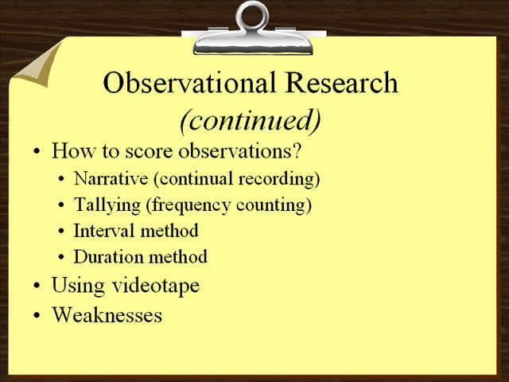Now, a little bit longer question here is how to score the observations. There are 4 different methods to collect data. This is what we're talking about. How do we actually collect data? The first one we're going to talk about is called a narrative or continual recording. This is a difficult one, I think, as the observer records a series of sentences of the occurrences that they observe. So they're just sitting there listening, and they hear something and they write it down. This is hard, and you can see the problem with that, just trying to record everything.